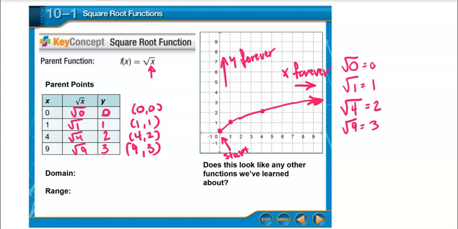And we always put an arrow at the end. Let me fix that here. That was (9, 3). So this will continue on forever and ever. It goes that way, but it starts at that point (0, 0). And then the y also keeps going up forever. It doesn't go up forever very quickly, but it goes up forever. This kind of looks like our half parabola, right? Half of a parabola, but it's on its side.